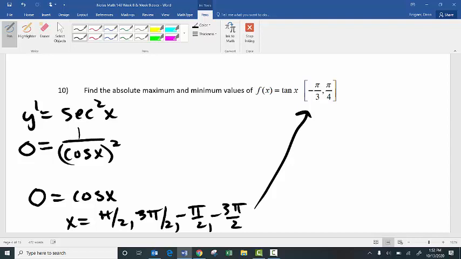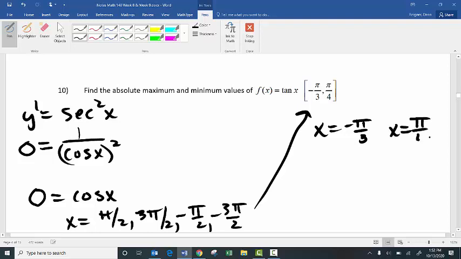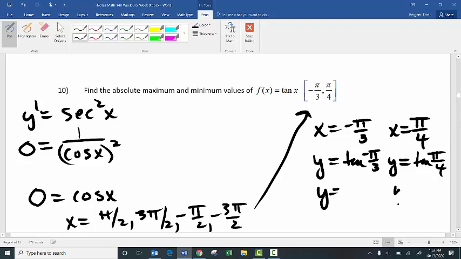So this one, you're only going to test the endpoints, which is negative pi over 3 and the other one is pi over 4. And you're going to check these in the original. So when you do that, you're actually doing the tangent of negative pi over 3. I just kind of wrote it out. And the tangent of 45 degrees, which is pi over 4. So the y guy on the right here, the tangent of 45 degrees, is 1.